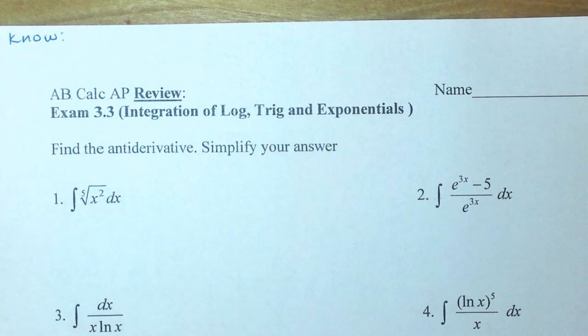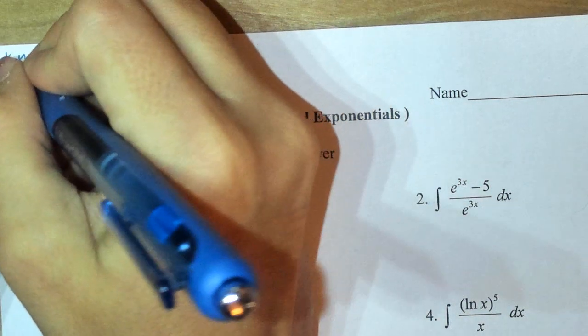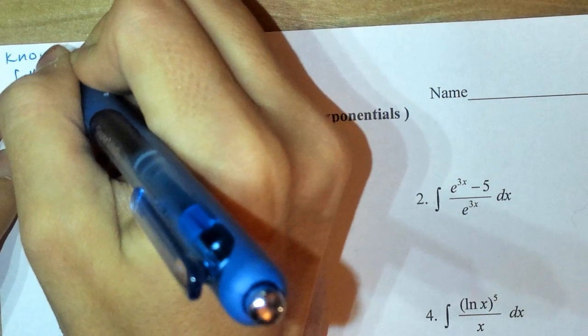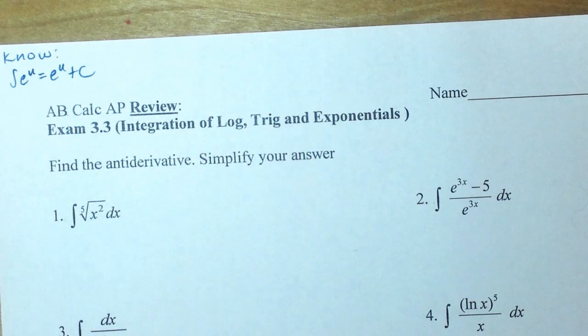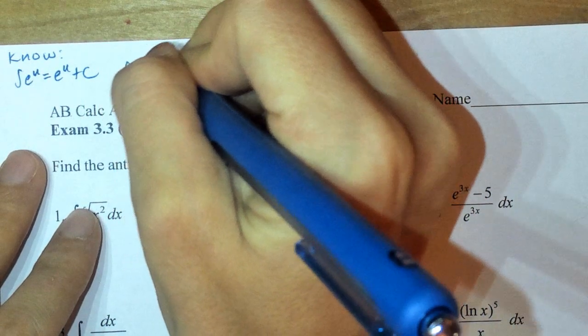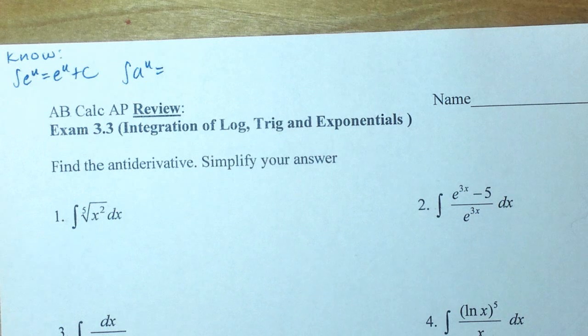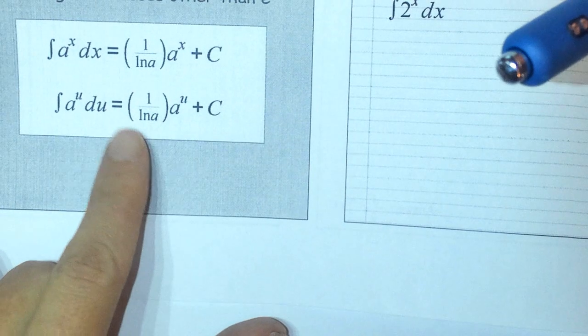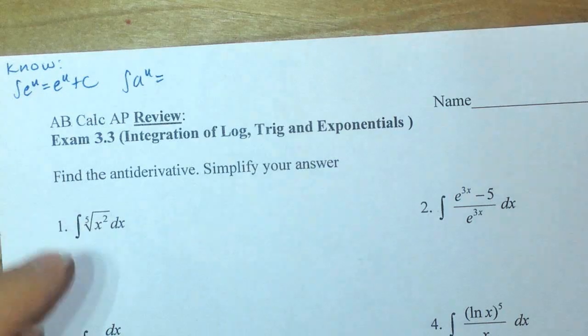You need to know that the integral of e to the u is e to the u plus c, right? And then the other one that I want you guys to know is a to the u. So the integral of a to the u. This is the one where, if you guys remember, it's a to the u over ln of a plus c. So it looks like this.